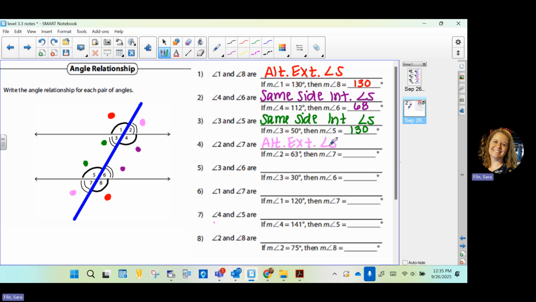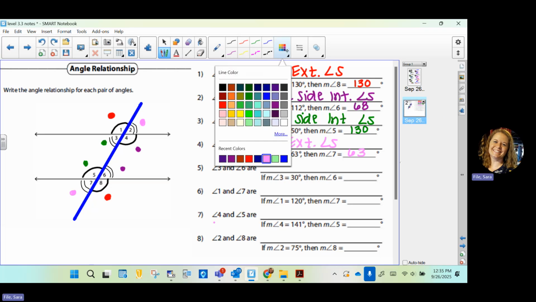And we said alternate exterior should be the same, and we have a marked congruent. So if angle 2 is 63, then angle 7 should be 63. Okay, let's try another.